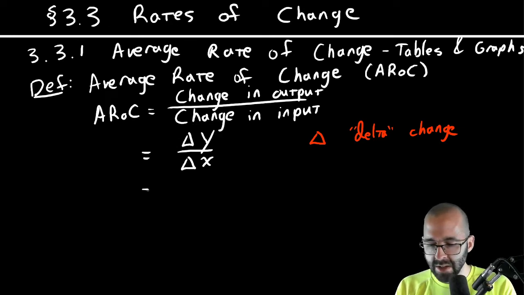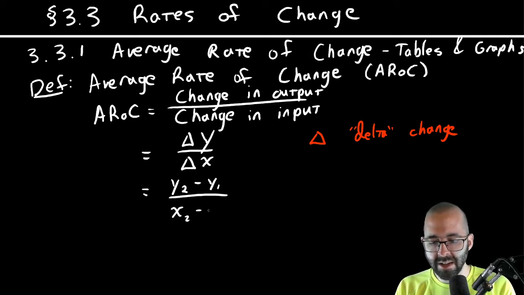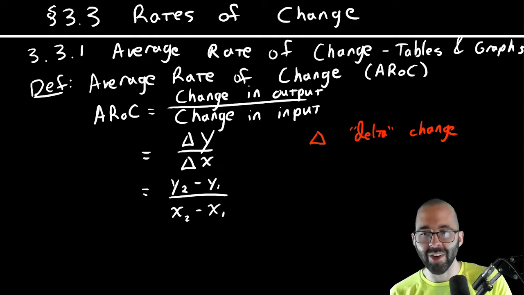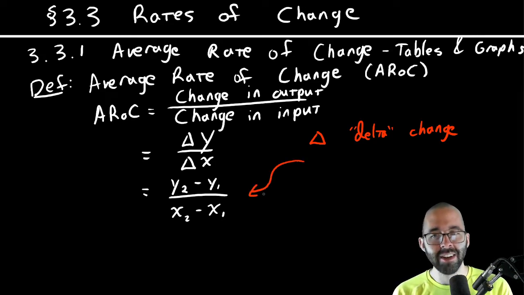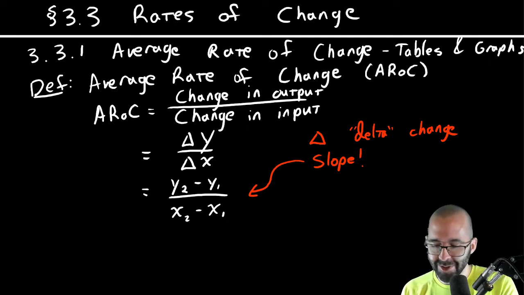We can write this another way as well. Change in output is the second Y value minus the first Y value, divided by the second X value minus the first X value. This is looking really familiar, right? You've seen this before. This is slope. The average rate of change is just the slope of a function. If anyone's going into calculus, that's going to be huge. And if you're not, that's fine too.